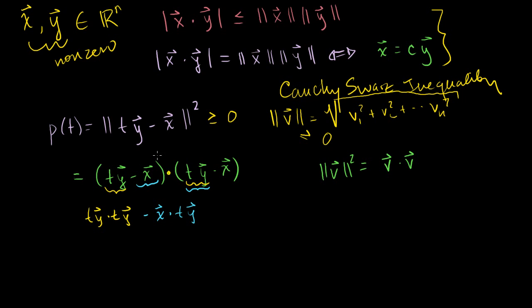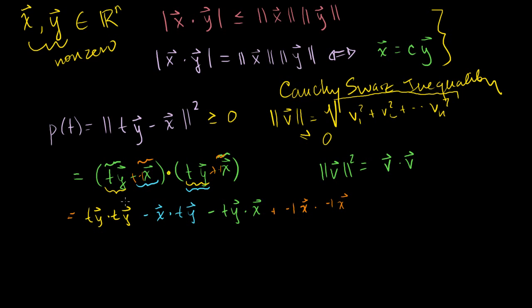And then you have this ty times this minus x, so minus ty dot x. And then finally, you have the x's dot with each other. You can view them as minus 1x dot minus 1x, so plus minus 1x dot minus 1x. So this is what my whole expression expanded to. I can't really call this a simplification.